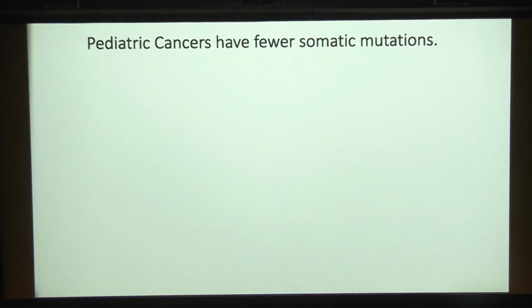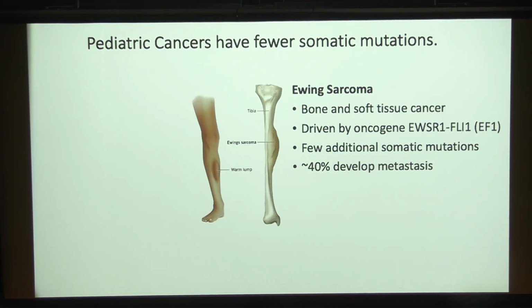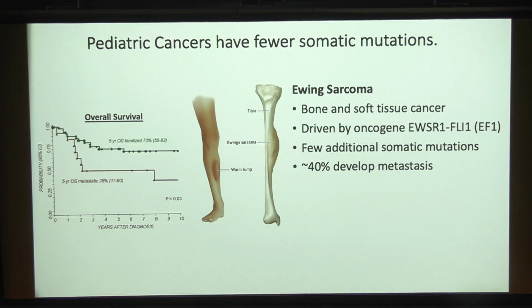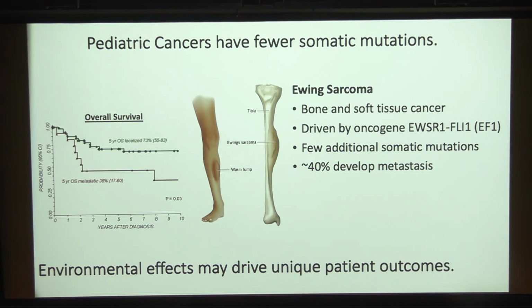So we decided to apply this framework specifically to pediatric cancers, and more specifically to Ewing sarcoma, which is a bone and soft tissue cancer. And Ewing sarcoma, like most pediatric cancers, is driven by a single fusion oncogene called EWS-FLI1, and very few additional somatic mutations. So despite the lack of accumulation of mutations, we really see differential patient outcomes, right? 40% of the kids develop metastasis with very poor prognosis, which suggests that environmental drivers, rather than accumulation of mutations, probably drive these unique patient outcomes.